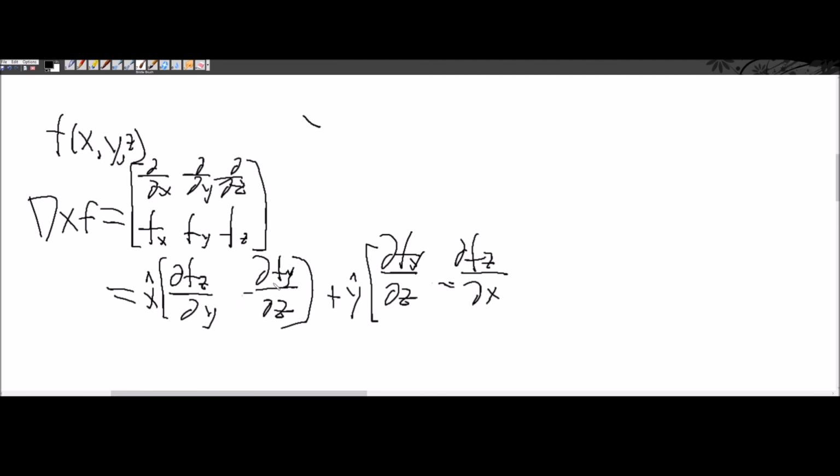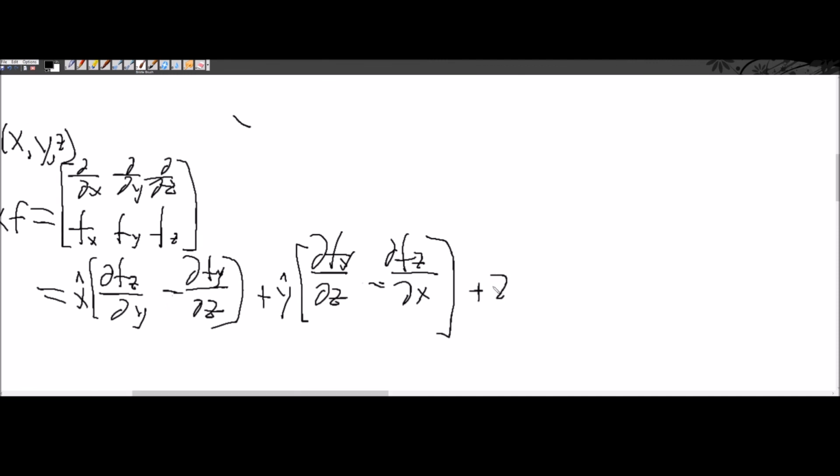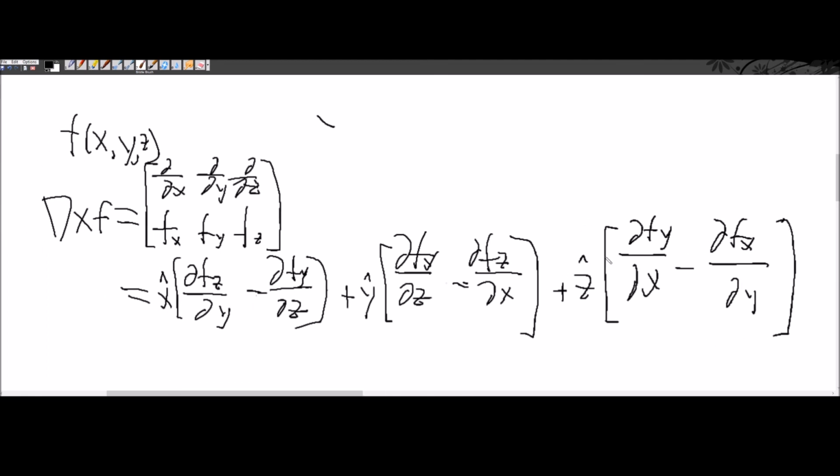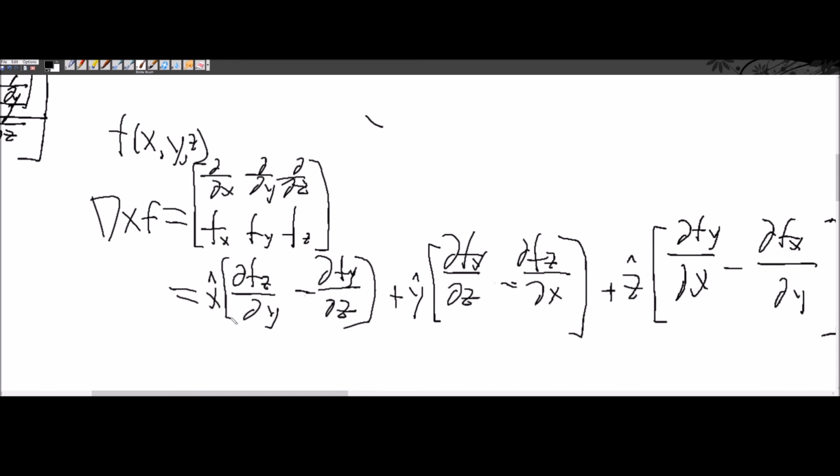All right, so this will be minus and minus. Now for the last one, in the z direction, it's going to be partial f_y, partial x, minus partial f_x, partial y. And this is basically your formula for the curl. And notice curl is actually not a scalar, it's a vector because it has 3 parts. So it's actually a vector. And that's going to be it for today's lesson.